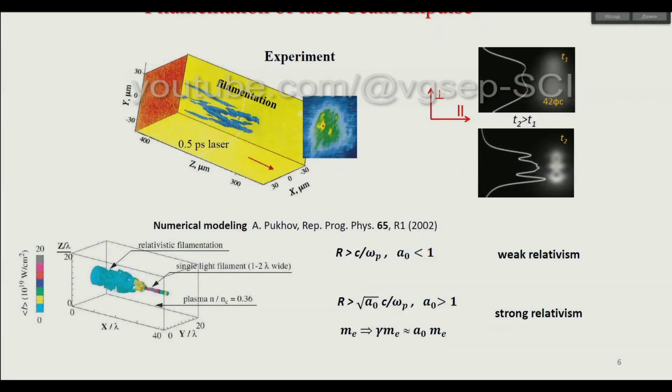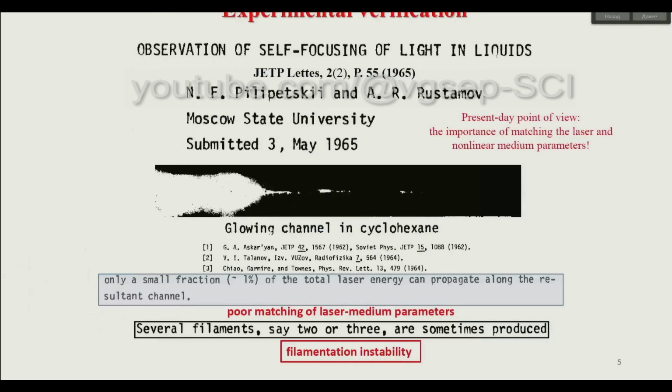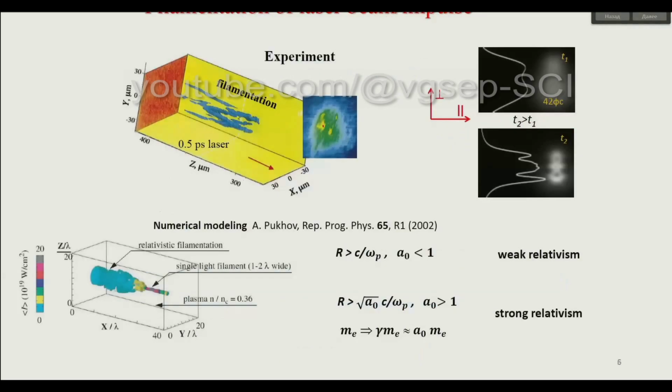The same situation, the result of a numerical calculation by Pukhov, is presented on this slide. So again, we see the relativistic filamentation, which occurs when this condition is satisfied. If you take a beam of smaller radius, there will be no filamentation.